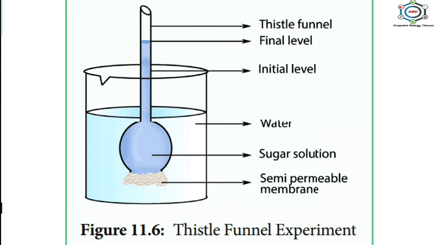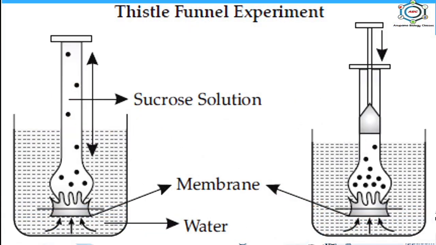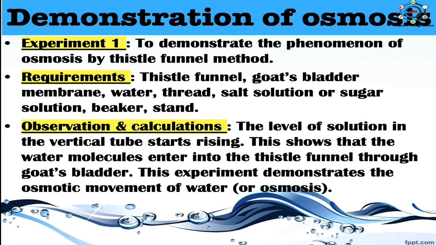This movement occurs because the water molecules in the pure water have high free energy as compared to those in a sugar or salt solution. The movement of water occurs from a higher free energy level to a lower free energy level. Therefore, in the present experiment, the water molecules move from pure water in the beaker towards the solution in the Thistle funnel by the process of osmosis. So, this is the demonstration of osmosis by the experiment.